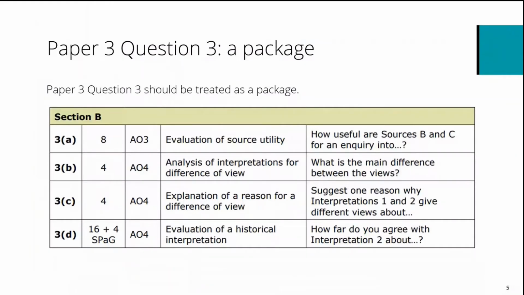Okay, so the questions we're going to be looking at today are the interpretations questions, which focus on AO4. These are questions 3B, 3C, and 3D from paper 3. Just a reminder that this is a package of questions which gets students to look at two sources offering opposing views and then two related interpretations. As students work through this package, it gets them familiar with the sources and the interpretations before it finishes with question 3D, which is the big, how far do you agree with the interpretations question?